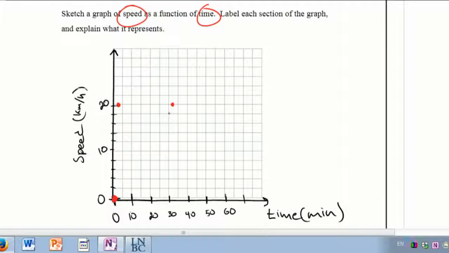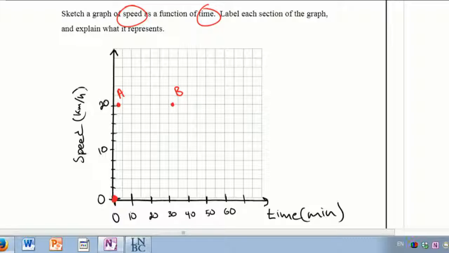She's going to be riding her bike at 20. I'm going to connect these with lines for a second. So we'll call this point A, call this point B. So she cycled for 30 minutes at approximately 20. She arrived at the bottom of a hill and her speed decreased to about 5 kilometers per hour.